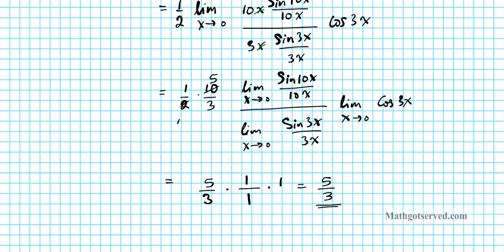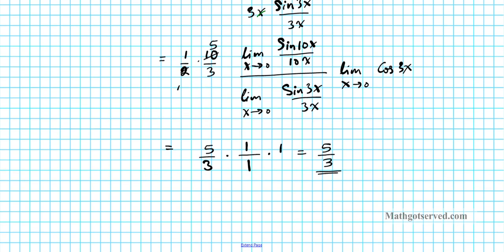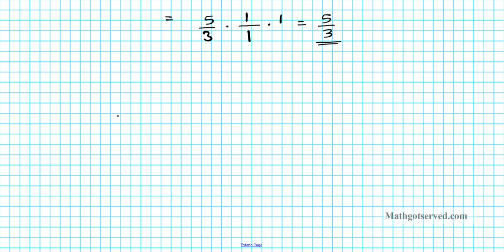Okay, let's go ahead and try another example. So for number 4, we're going to find the limit as x approaches 0 of x to the 3 halves divided by sine square root x. Okay?